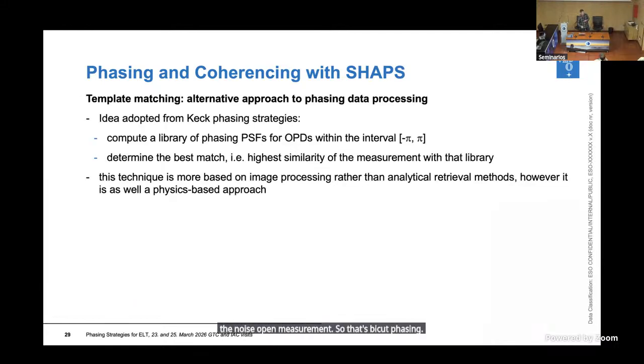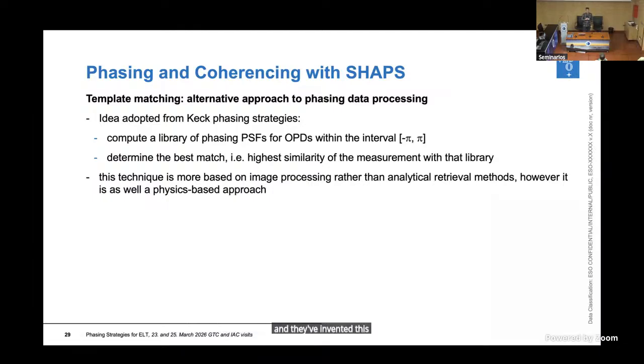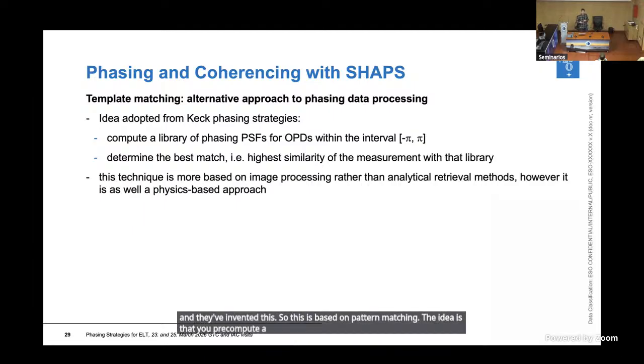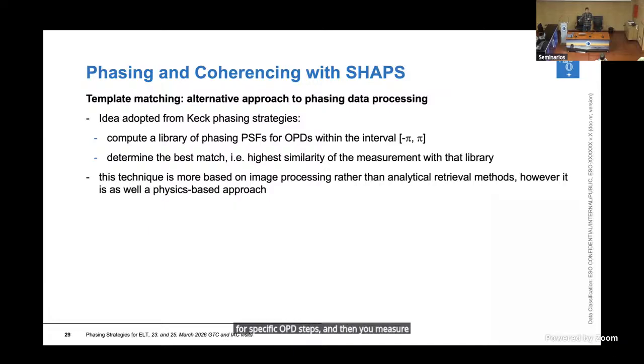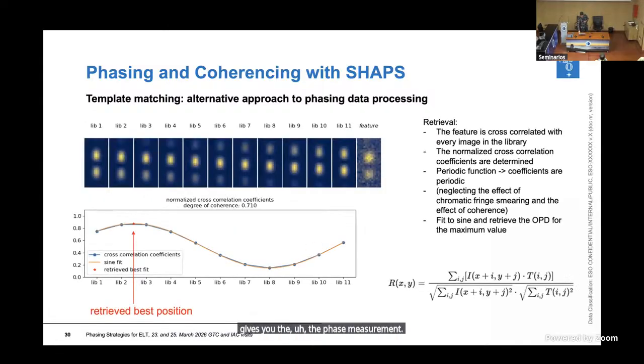There's another technique to derive phase, and we are talking to TMT and tech guys, and they've invented this. So this is based on pattern matching. The idea is that you pre-compute a library of PSFs for specific OPD steps, and then you measure something and you cross-correlate with this library in order to find the best spot. And the best spot in that library gives you the phase measurement. This is a simulation, just describing the procedure.